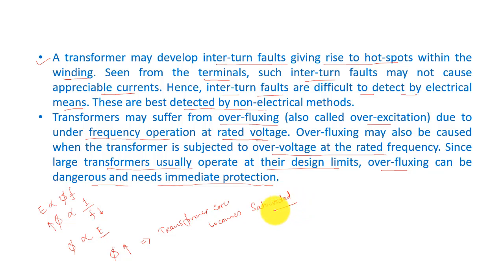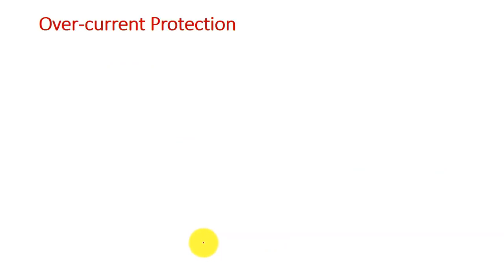So this can be avoided only if we can have a very high cross section core, right. But a high cross section core cannot be implemented because of the design limit, right. So most of the time, because of the overfluxing, the transformer core gets saturated.